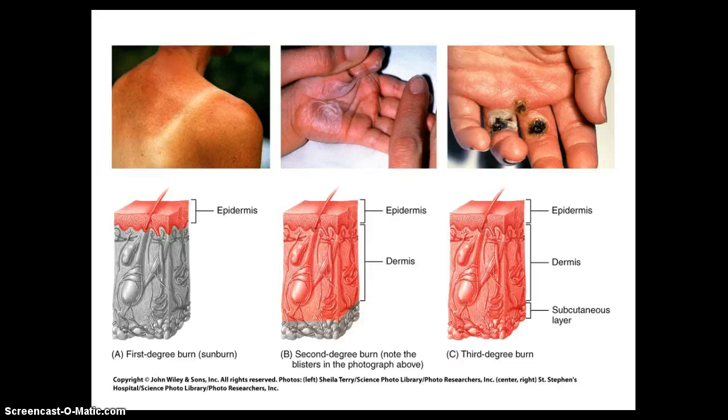There are 3 different classes of burns. There is a first-degree burn, which destroys the epidermis, as you can see in the picture on the far left. A second-degree burn destroys the epidermis and the upper portion of the dermis, which can be seen in the middle. And a third-degree burn destroys the epidermis and all of the dermis, which you can see on the far right.